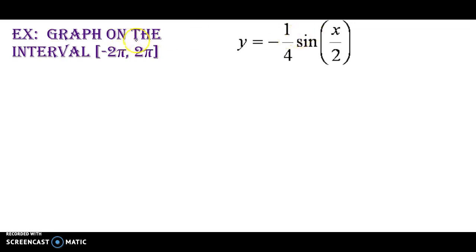This first example, we are going to graph on the interval from negative 2 pi to 2 pi. So this time our x-axis, instead of being from 0 to whatever our period is, is going to be from negative 2 pi to 2 pi. I'm going to have you do this on your own. Per usual, start by identifying all of your characteristics given the equation, and then try to graph this. Go ahead, put me on pause, and let's see how you do.